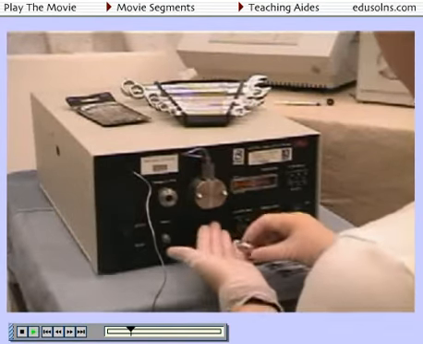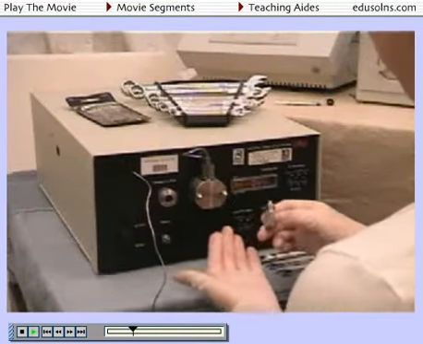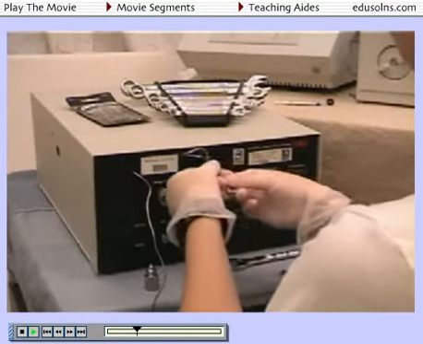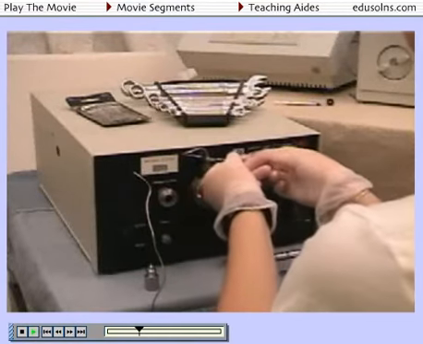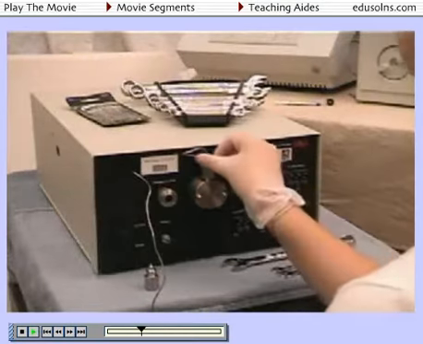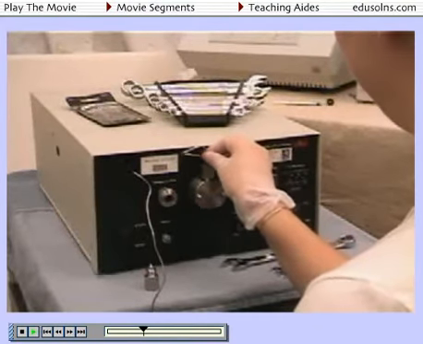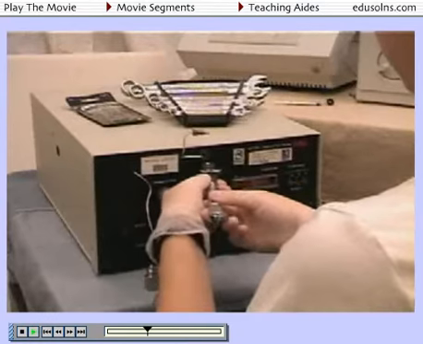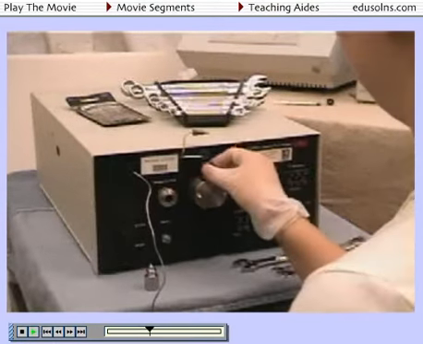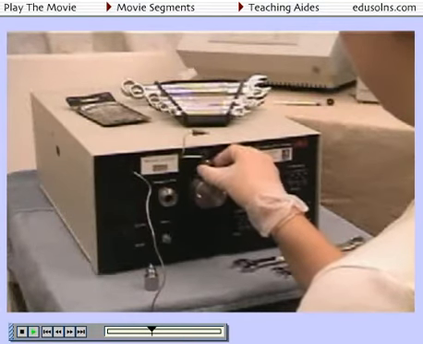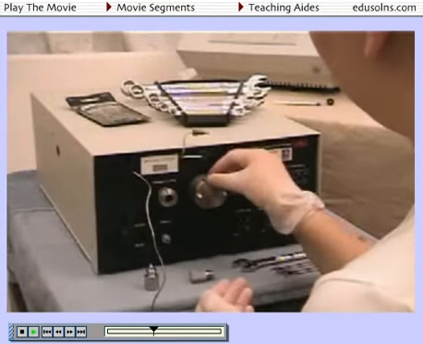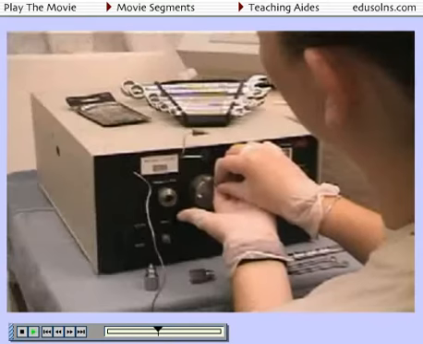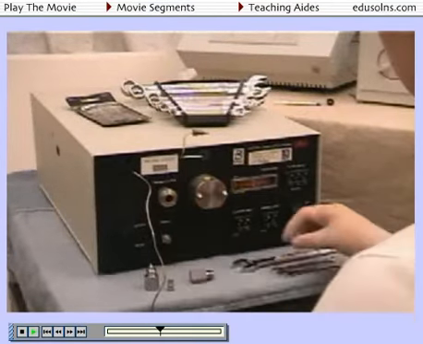Next, the bottom check valve is unscrewed. Then the effluent tubing from the pump is disconnected. The top check valve is removed. The bottom and top check valves contain the ruby sphere that moves up and down depending on the flow direction as seen in the previous diagram.